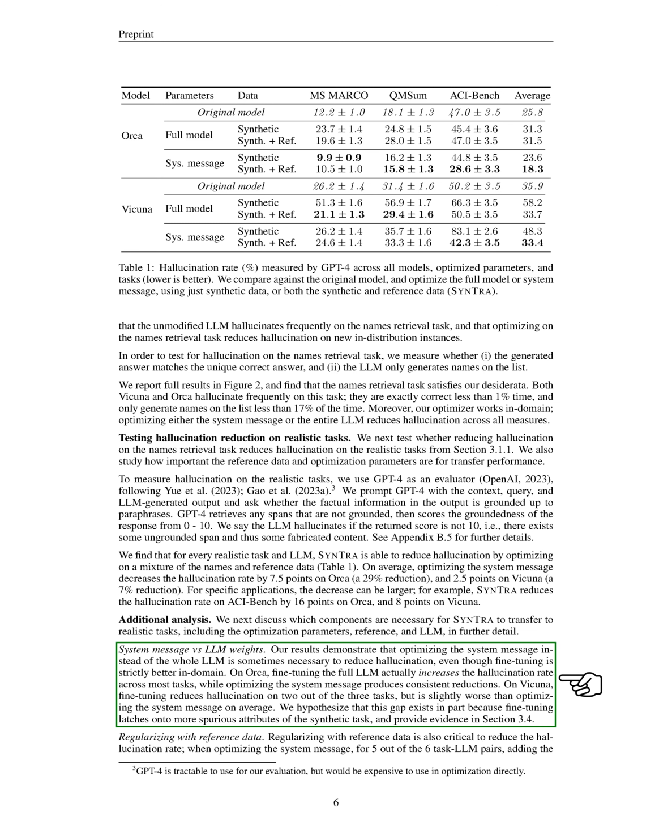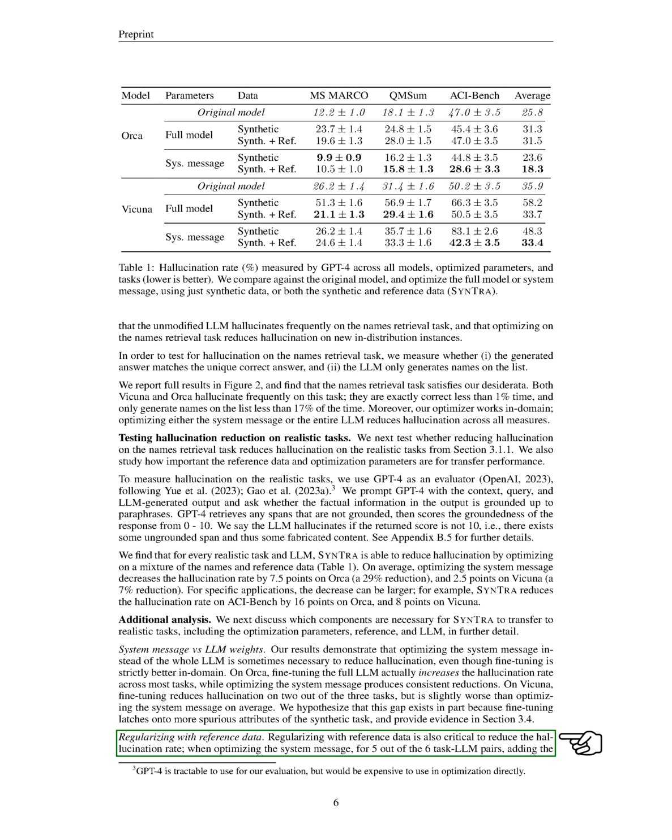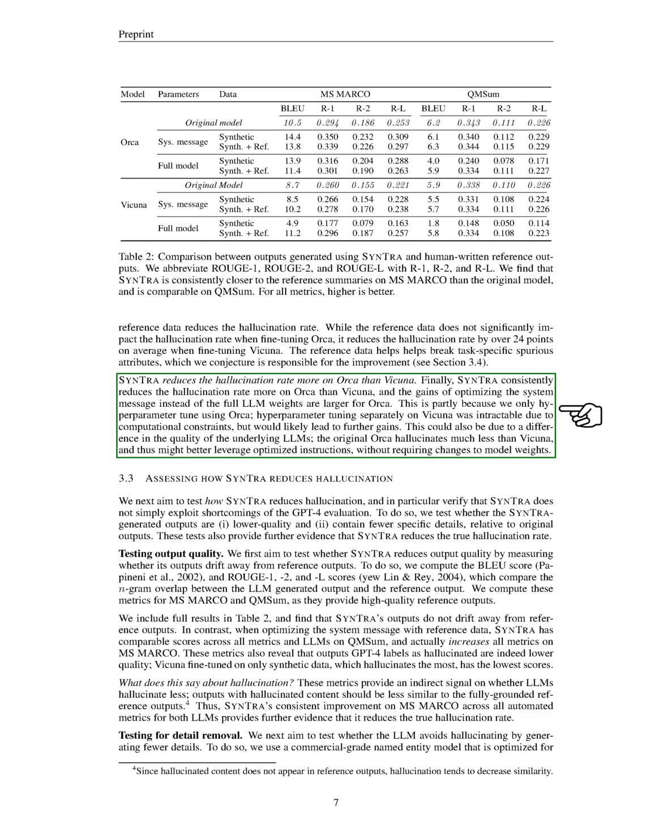Our results show that optimizing the system message instead of the whole language model is sometimes necessary to reduce hallucination. Regularizing with reference data is also critical to reduce the hallucination rate. Finally, SYNTRA consistently reduces the hallucination rate more on Orca than Vicuña, and the gains of optimizing the system message instead of the full language model weights are larger for Orca.